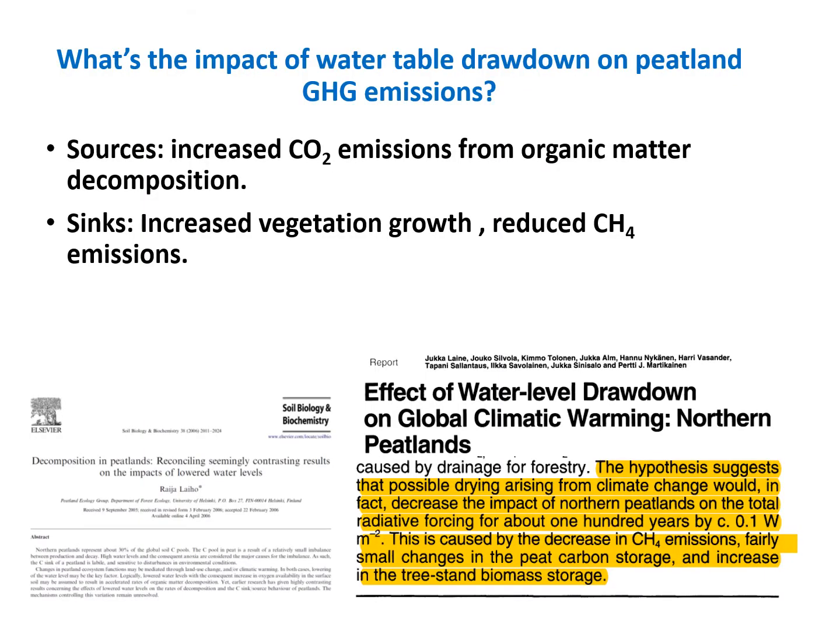When it comes to the impact on greenhouse gas emissions, it's actually a complex issue because water affects different components of the ecosystem and different greenhouse gas species differently. There are small-scale studies arguing for a source of greenhouse gas emissions due to water table drawdown because of the increased carbon dioxide emissions from organic matter decomposition. There are also people arguing for a sink of greenhouse gas due to the increased vegetation growth after water table drawdown and also reduced methane emissions.